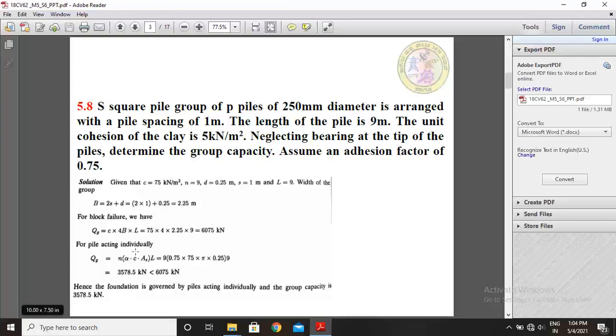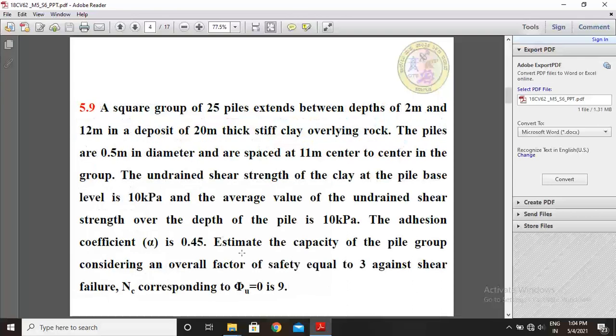For piles acting individually, QG equal to N times alpha C As into L. Substitute the values here. So we are getting QG equal to 3578.5 kilonewtons. This is less than 6075 kilonewtons. Hence the foundation is governed by the piles acting individually, and the group capacity is 3578.5 kilonewtons. Let us see the next problem.